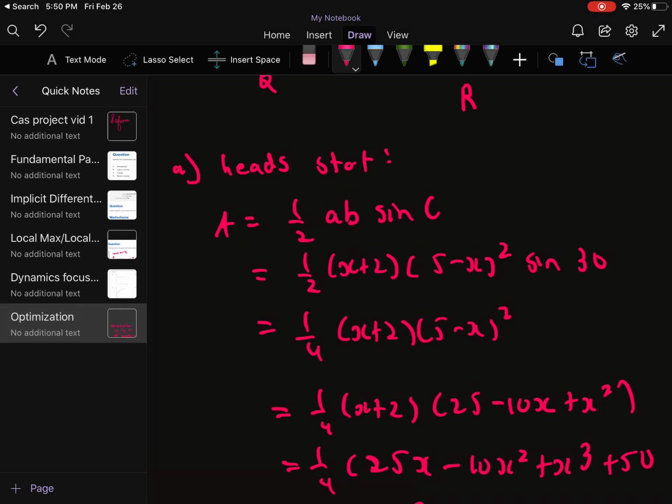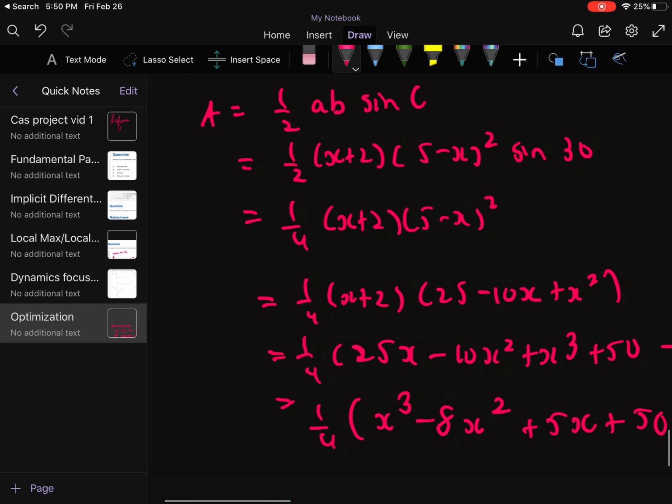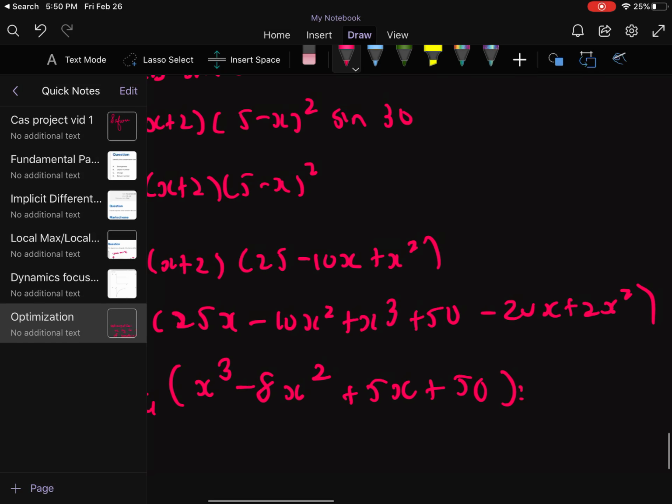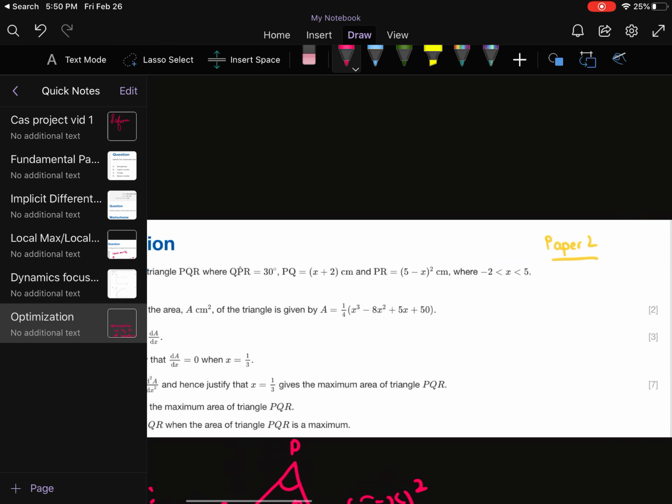So 1 over 4 times, I'm going to first expand the 5 minus x squared. Again, being comfortable with perfect squares. 5 squared, 25. 5 times negative x, negative 5x times 2, negative 10x. Negative x to the power of 2, x squared. 1 over 4 times x plus 2 times 25 minus 10x plus x squared. And then you're going to distribute. So 25x minus 10x squared plus x cubed plus 50. And then minus 20x plus 2x squared. And then you'd simplify, so x cubed, like terms, so negative 10x plus 2x squared minus 8x squared plus 5x plus 50. And that matches the expression they've given you.